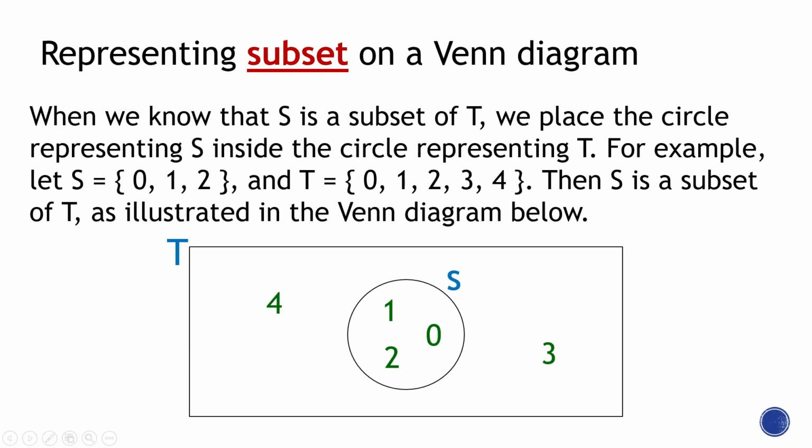Now, the next one that we have here is the representation of a subset in a Venn diagram. When we know that S is a subset of T, we place the circle representing S inside a circle representing T. So T is our universal set here. And then we have a subset 0, 1, and 2, represented by a circle, and all of the elements in that subset are there. Of course, those elements of the subset are obviously part of the universal set 0, 1, 2, 3, and 4. All right.